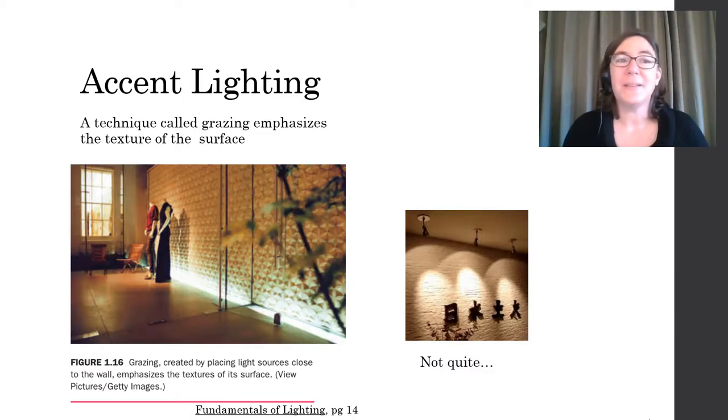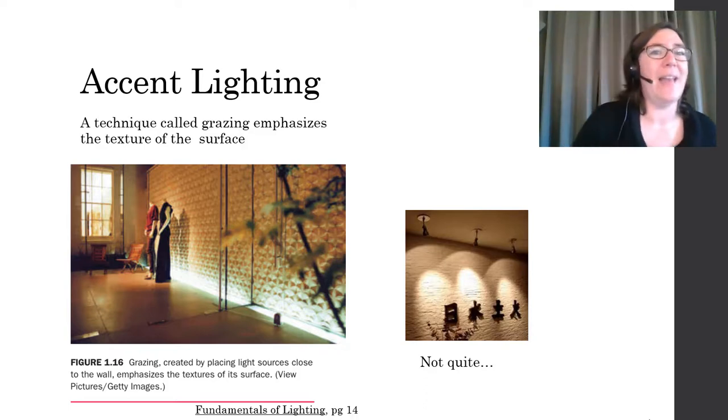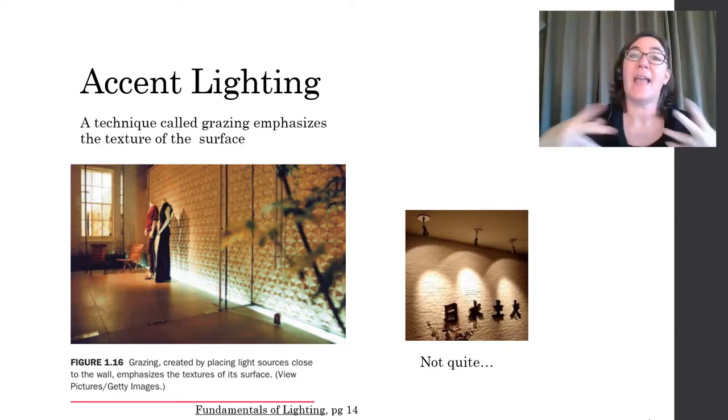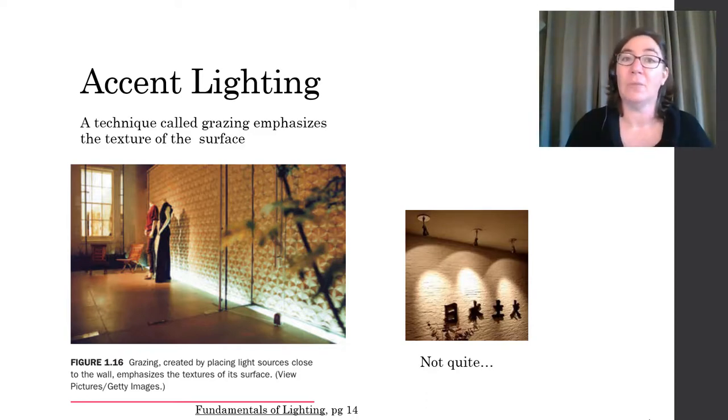While we're on the subject, grazing is a particular technique that emphasizes the texture of a surface, and you do it by placing your light sources close to the wall. If you do it correctly, it looks like the picture on the left. If you miss, it looks like the picture on the right with the multiple hot spots and the scallops. So there's a right and a wrong way to do this.